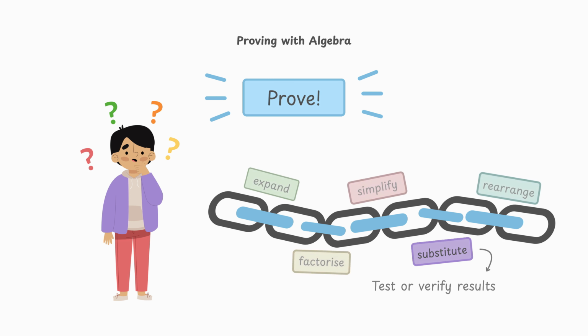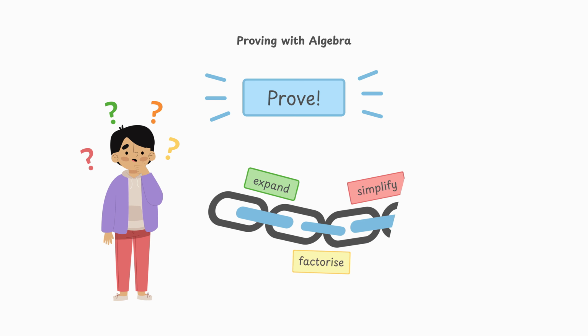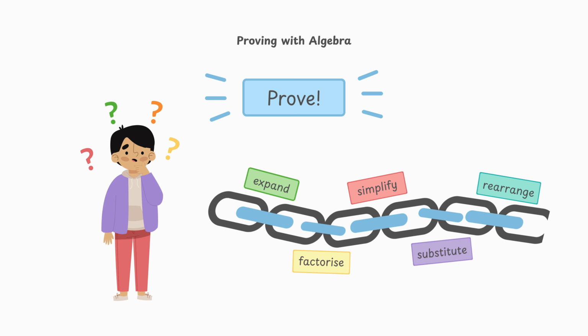Now think of this like a chain. Each step is a link. If one link is missing, the argument is not complete. But if every step is correct, the chain holds together and the proof is valid. So always take your time, work clearly, one step at a time, and make sure every line follows logically from the one before. That is how algebra turns a question into a proof.